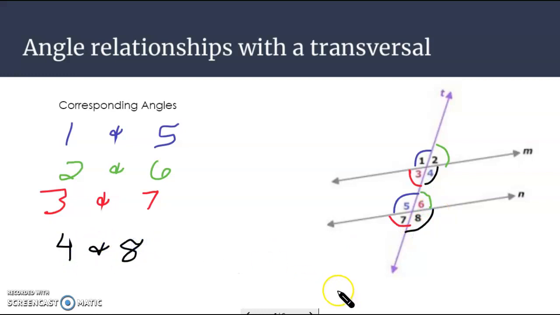It's important to note that when you have corresponding angles, the pairs of angles always have the same measure. In fact, all the different types of angle pairs we talk about in this lesson, they will have the same measure. So please note corresponding angles.